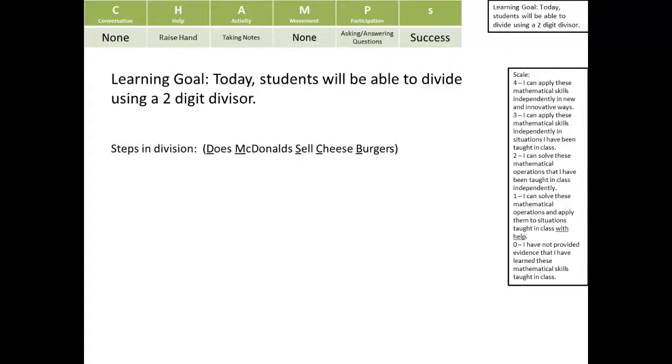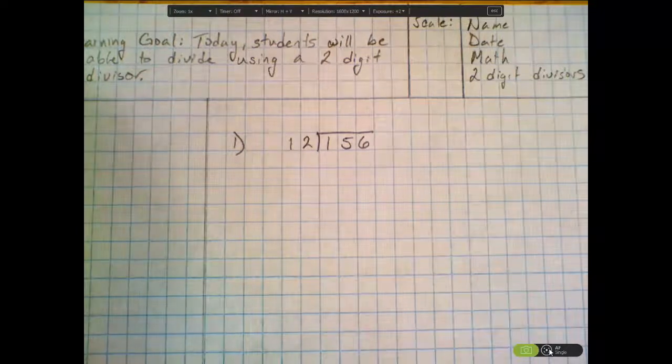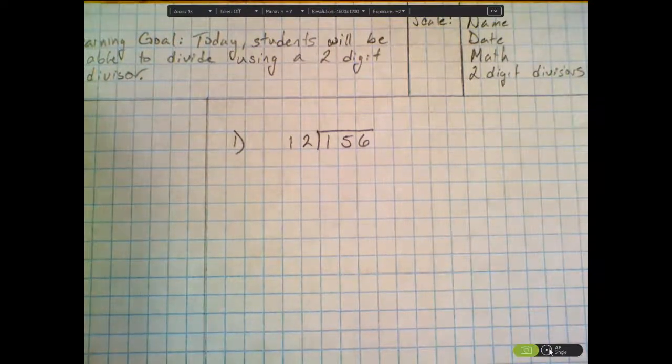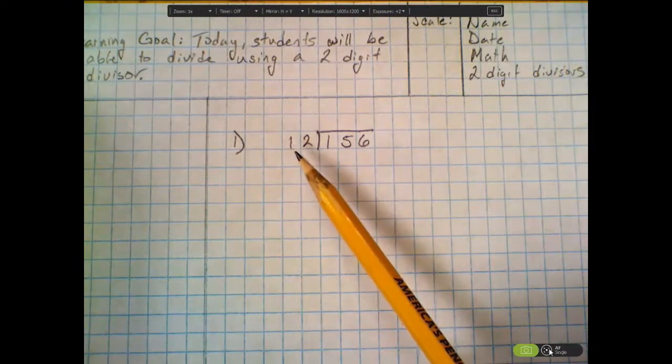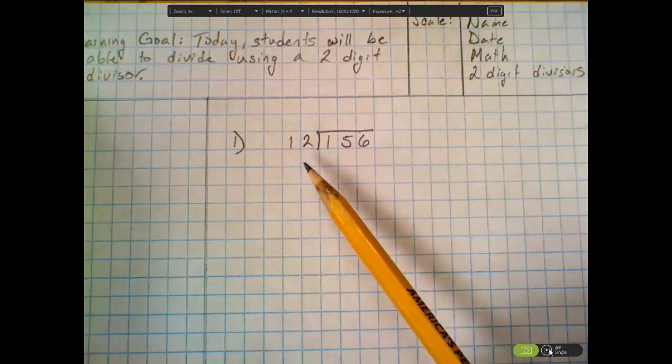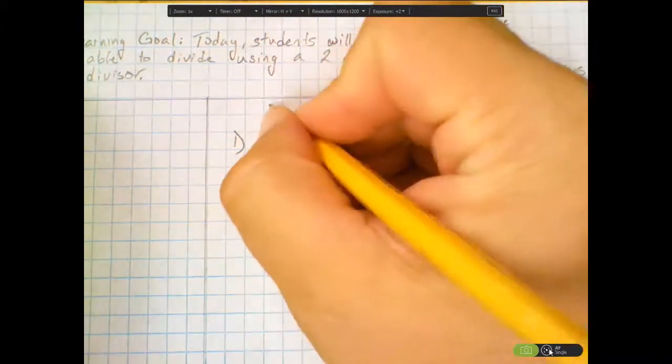So here are our steps to remind us how we're going to work these problems. And here is our first sample problem. We have 156 divided by 12. So we're going to do our same steps that we've been doing.